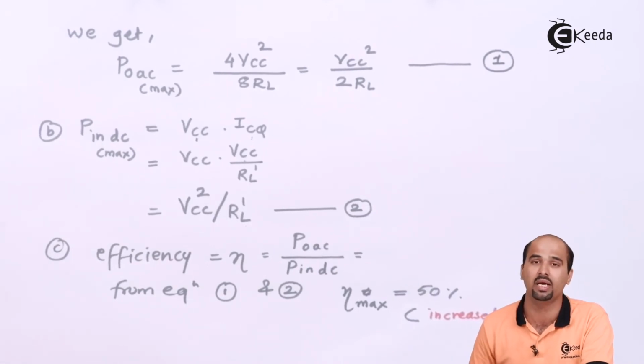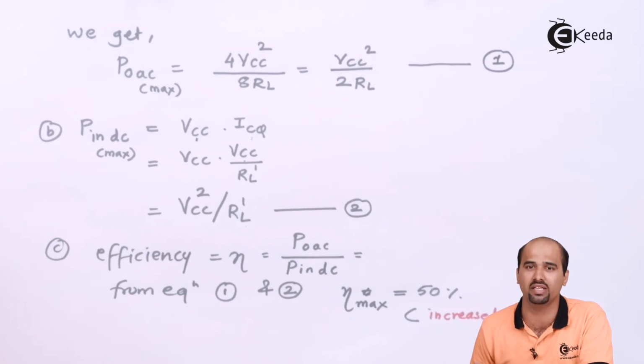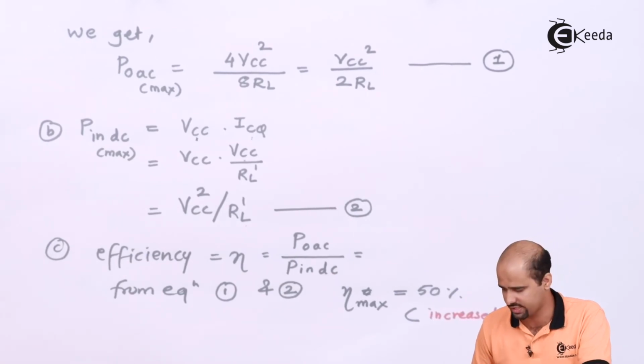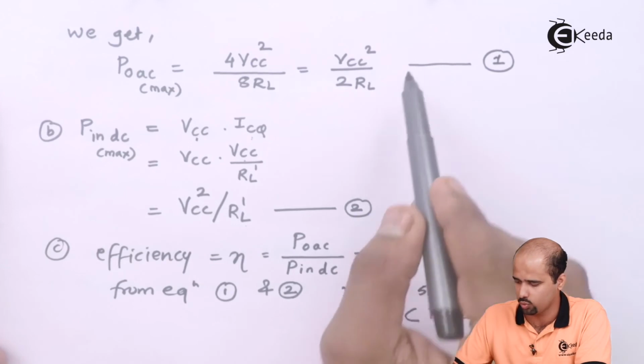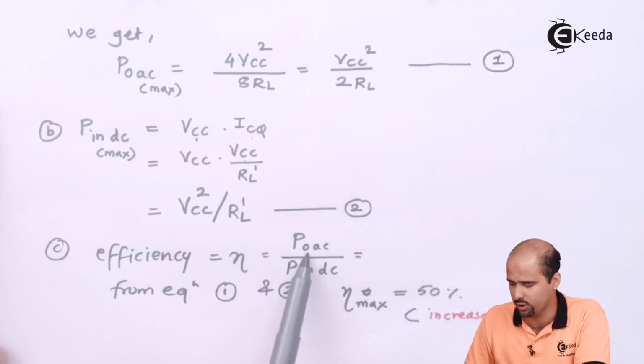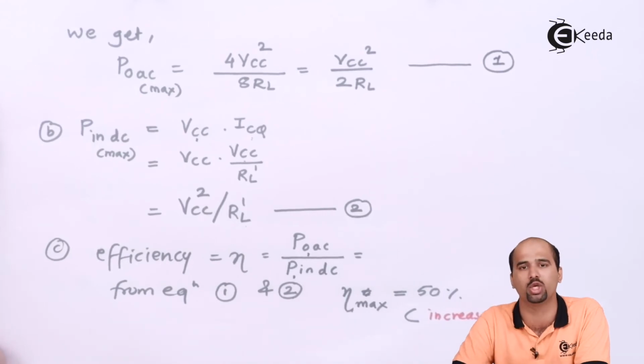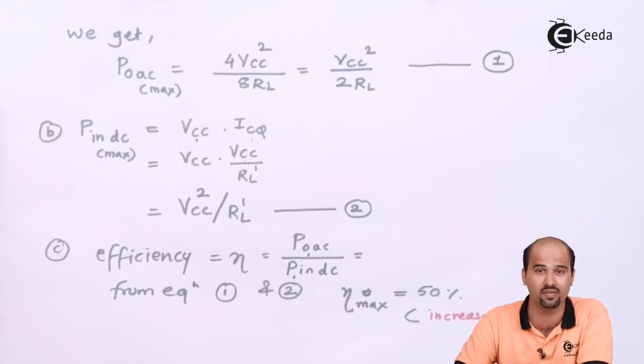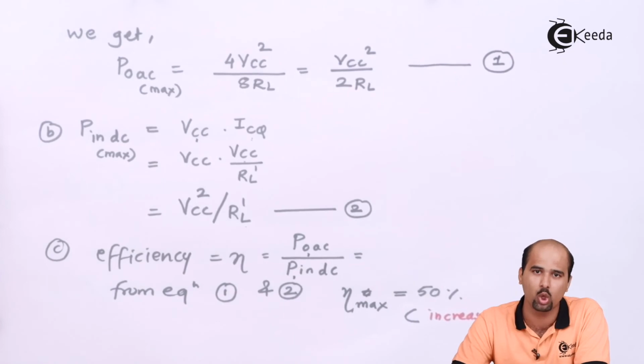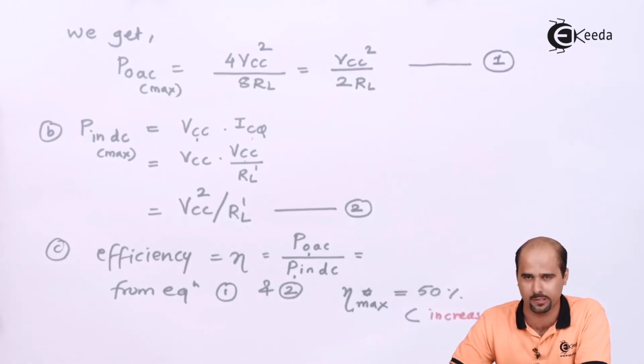So from that we'll get the maximum efficiency of the transformer coupled class A power amplifier. Let's see whether we are getting an improvement in the efficiency or not. From equations 1 and 2, if we put the value of POAC here and P in DC here, we'll be getting the maximum efficiency as 50%. Here we have got the doubled value of efficiency as far as the class A RC coupled power amplifier is considered. So we have improved a little bit as far as efficiency is considered.